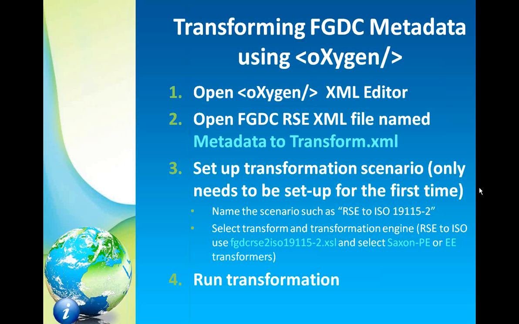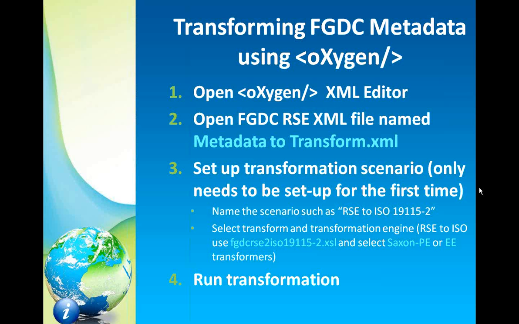All right, now we're going to walk through the same thing using Oxygen. If Oxygen is your preferred XML editor, you open Oxygen and open this same record, metadata to transform. But you have to set up a transformation scenario the first time you use Oxygen. After you set it up, you won't have to set it up anymore. You can just simply select that one. Name the scenario something you can reuse, such as RSE to ISO 19115-2. Then select that appropriate transform and transformation engine.